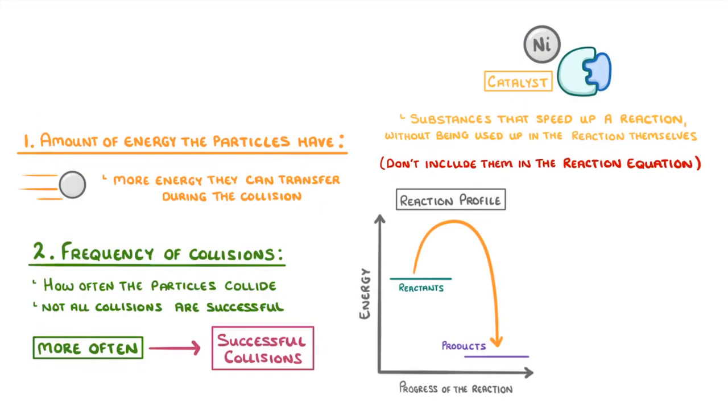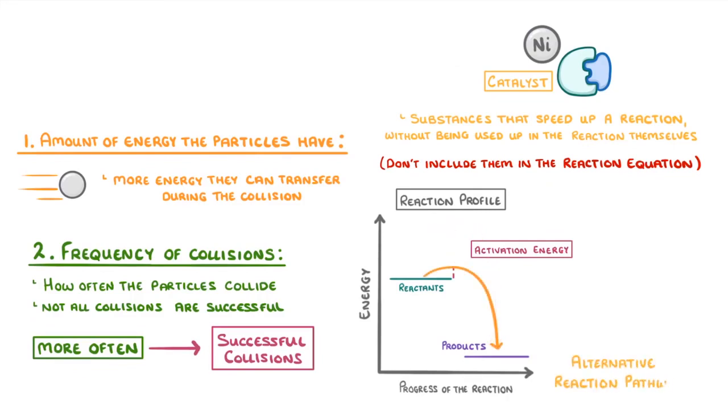Now, this distance between the reactant's energy level and the very top of the curve is the activation energy, which, remember, is the energy that the collisions have to have before they can react successfully. What a catalyst does is lowers this activation energy by providing an alternative reaction pathway. And this means that there'll be a higher proportion of successful collisions.